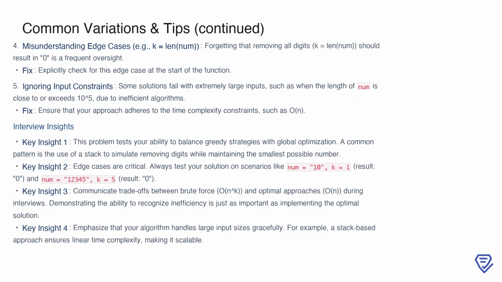From an interview perspective, there are some key insights to keep in mind. This problem evaluates your ability to balance greedy strategies with global optimization. Using a stack to remove digits while maintaining the smallest number is a critical pattern. Testing edge cases like number equals 10, k equals 1 resulting in 0, or number equals 12,345, k equals 5 also demonstrates thoroughness. Additionally, be prepared to discuss trade-offs.